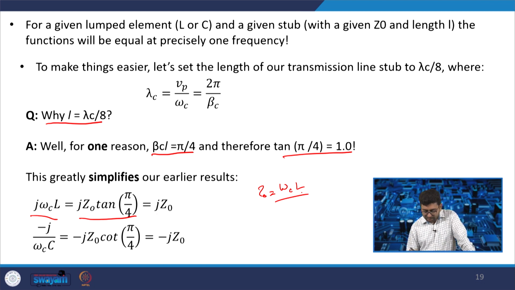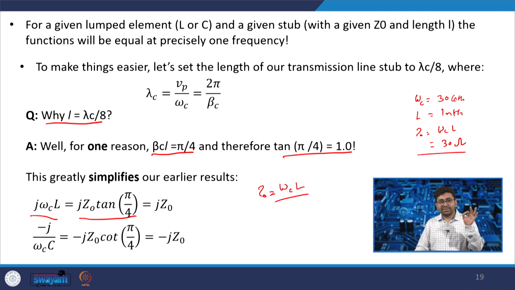For example, if your omega C frequency is 30 gigahertz, this is an example, and the inductance that you want is 1 nanohenry, then your Z0, which is omega C into L, will roughly come around 30 ohm. So if you make a transmission line with a length of lambda C by 8, and if Z0 is 30 ohm, then you can represent it as an inductance of 1 nanohenry. This way, by using the Richards transformation, you can realize 1 nanohenry of inductance just by a small length of line.